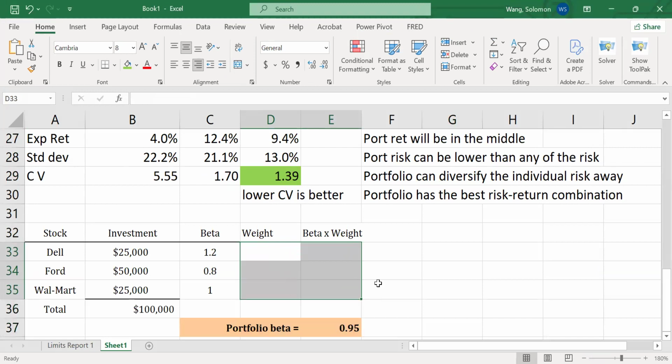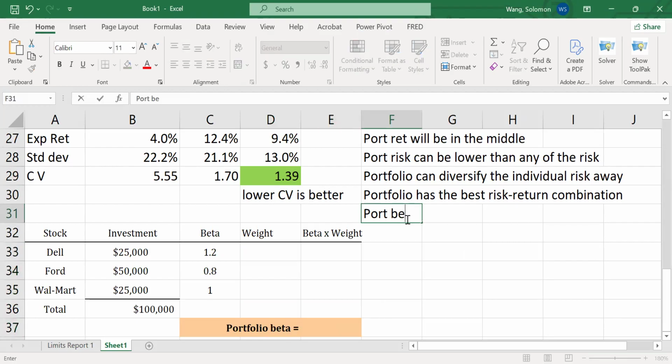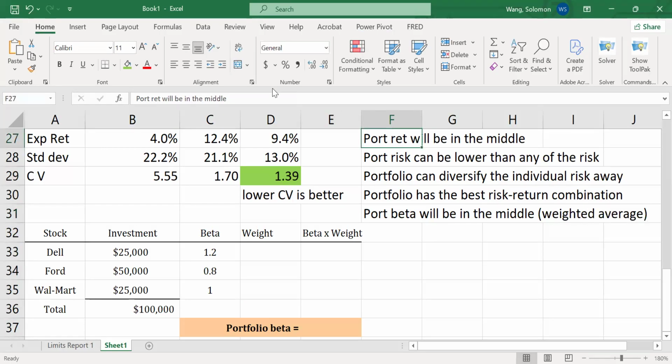is about getting the portfolio beta. You will see that portfolio beta will be in the middle as well. That means it's the weighted average. It will be in the middle as well. So there's no diversification effect. The return is also the weighted average.